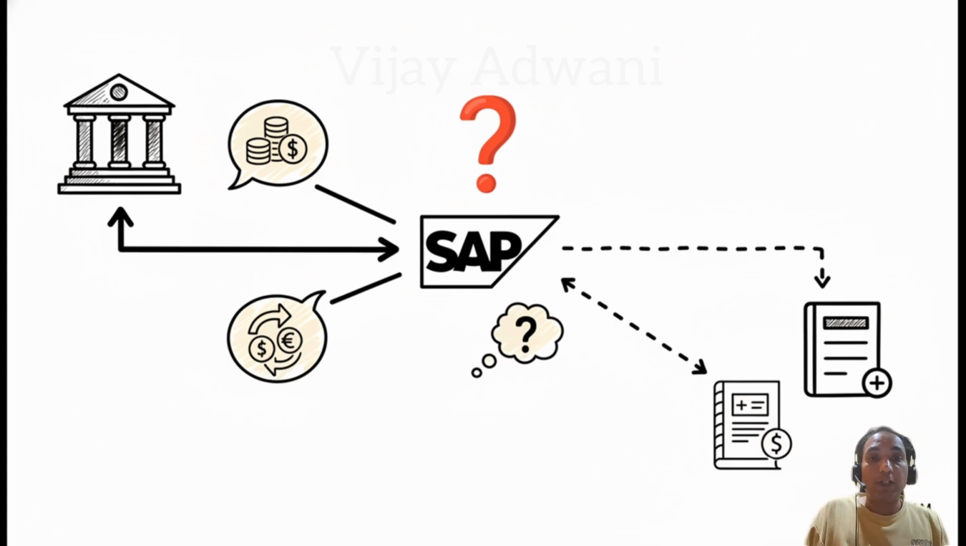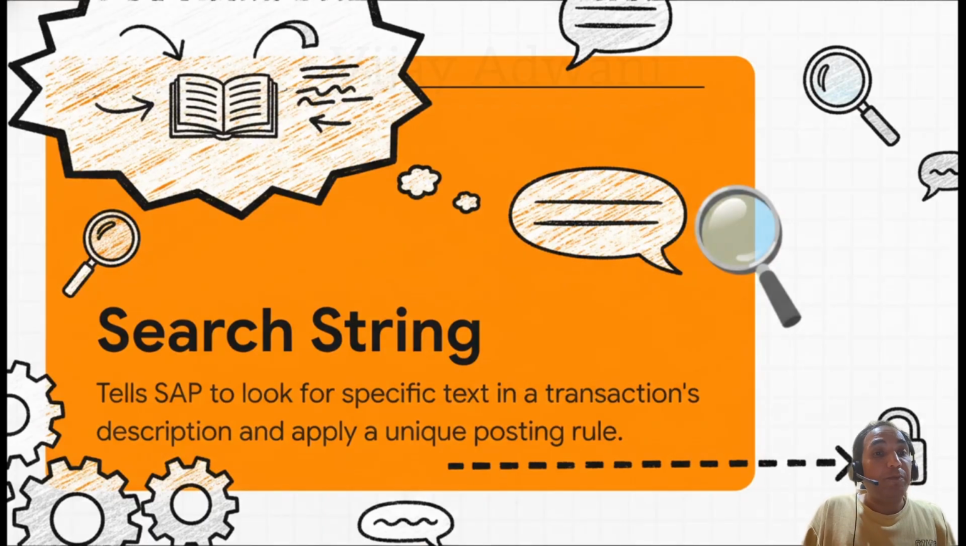If we only look at the code, we are stuck. We can't tell them apart, so we can't post them to different GL accounts. How in the world do we get the system to see the difference? The answer is an incredibly powerful little tool called a search string. And the big idea here is that we are going to tell SAP, hey, stop just looking at the codes. I want you to actually read the words in the description and look for a specific keyword.